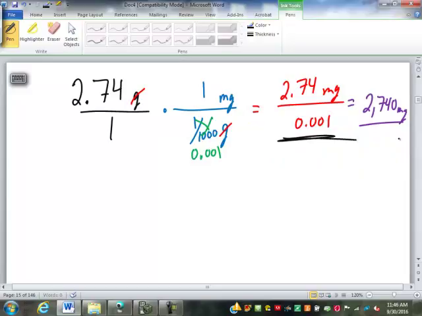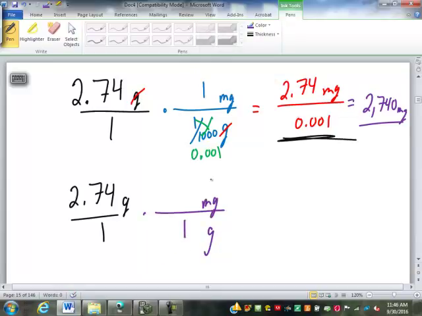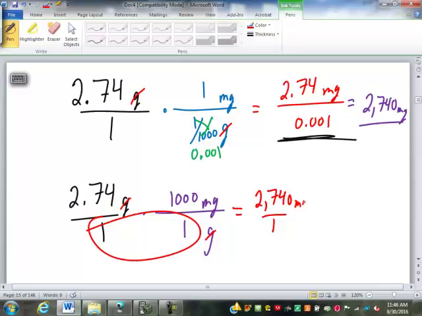If you have a calculator, this isn't so bad, but for a lot of people, if you don't have a calculator, trying to divide by 0.001 is not real pleasant. So you could look at this like this, grams on bottom, milligrams on top. 1 gram is how many milligrams? 1,000. If you can remember that, then grams cancel out. Now what we have on bottom is 1. On top, 2.74 times 1,000 is easier to do. 2,740 milligrams.